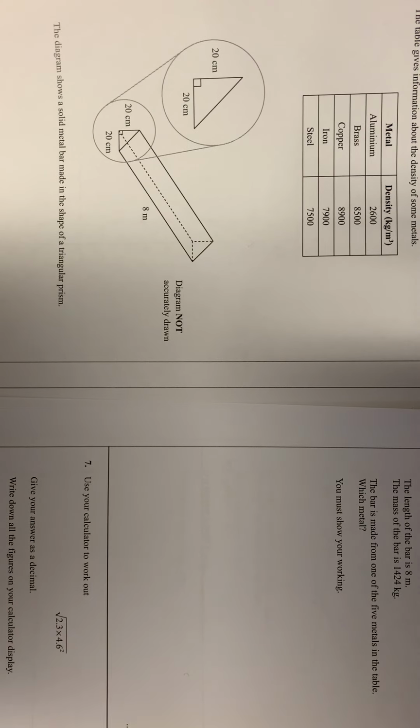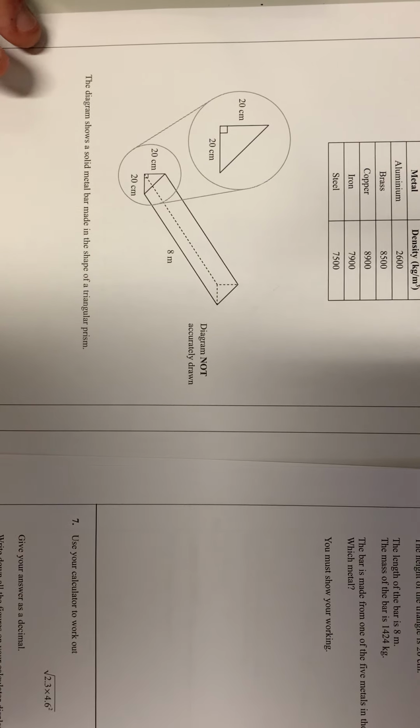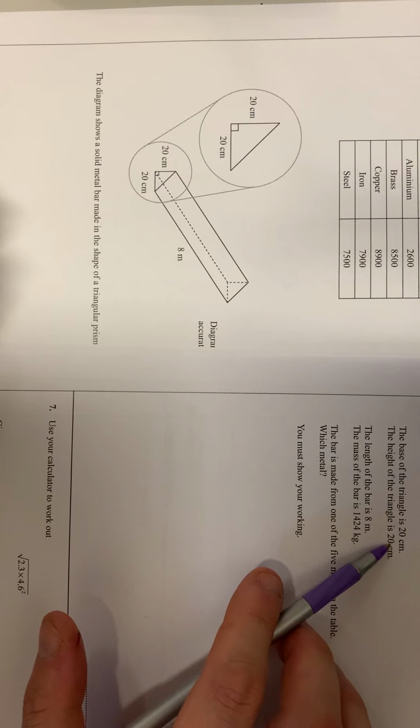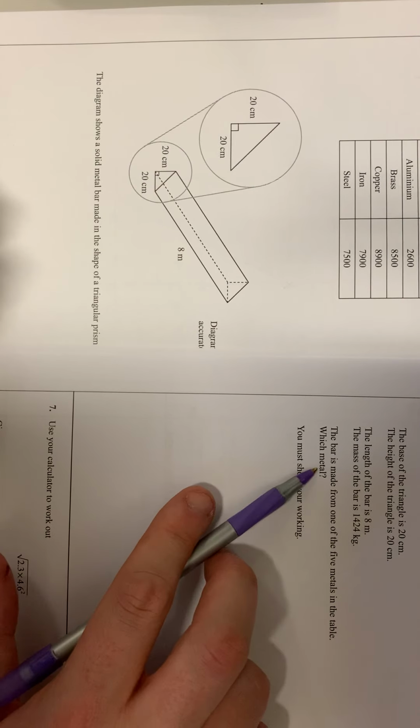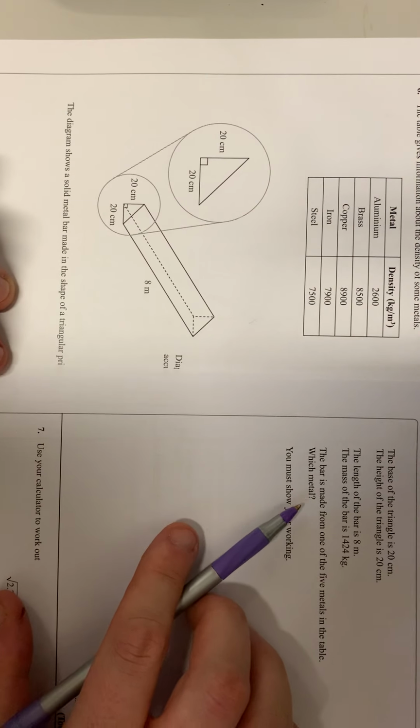Question 6. Table gives some information of some densities. First of all, we've got to try and work out the volume of this triangular prism. It's going to tell me some lengths, the height and the width, and the mass. The bar is made from one of the 5 metals in the table, so it's got to be one of these 5 metals. Which metal?